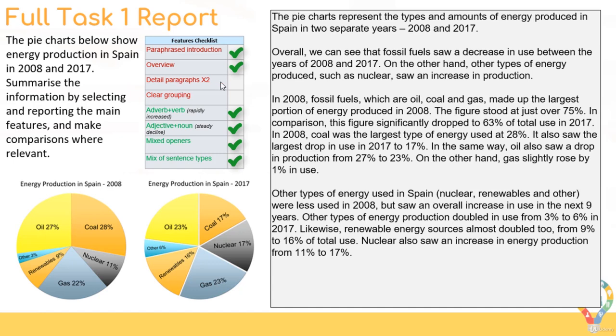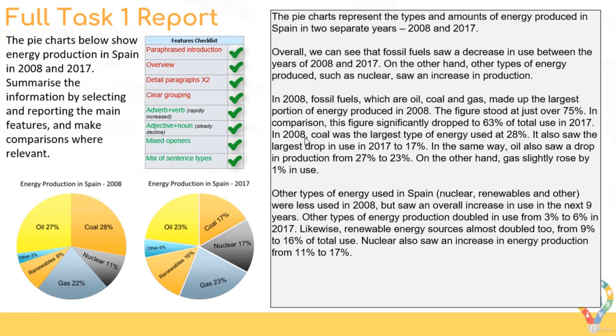And I know that I've got the detailed paragraphs in clear grouping. So these are very much ticked off my features checklist. In 2008, fossil fuels, which are oil, coal and gas, made up the largest portion of energy produced in 2008. The figure stood at just over 75%. In comparison, this figure significantly dropped to 63% of total use in 2017.